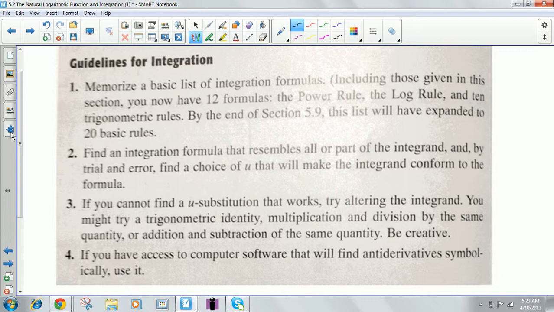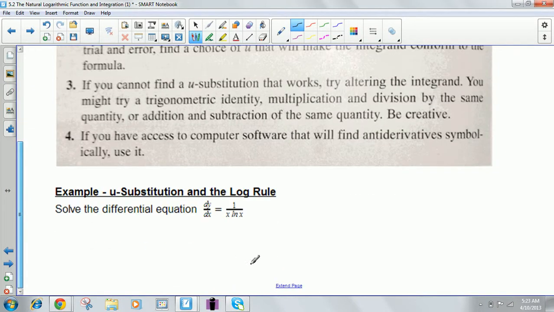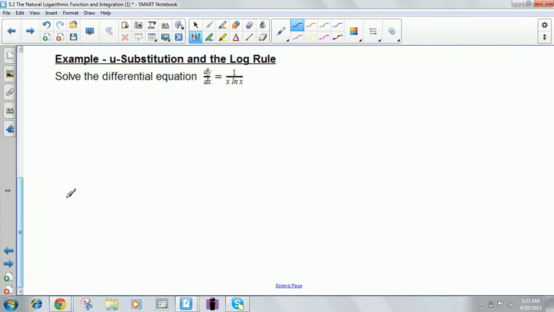And then if you have access to a calculator, computer software, whatever, use it. Use it to your advantage. Whatever's on your calculator for the AP exam, the proctor is not allowed to look at your calculator, so you can have whatever you want in your calculator. So anyway, try this one, see how you do. This is going to take some creativity. Come back and check your answer.